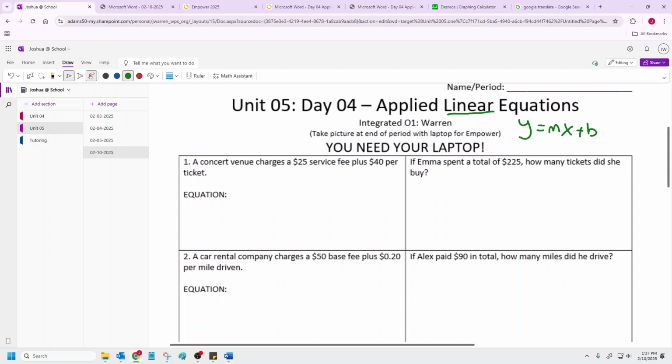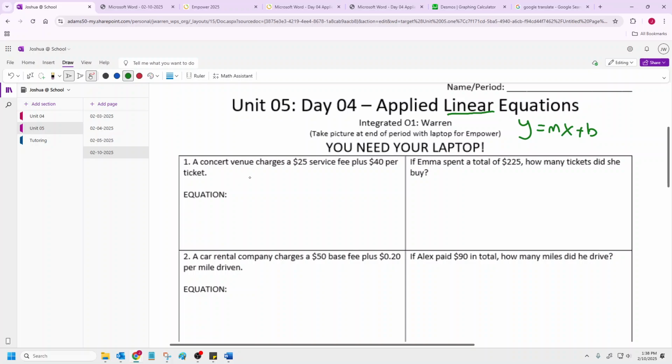So we are going to talk about applied linear equations. What does applied mean? It means applied to the real world. Now, math doesn't really get real till about trigonometry and then calculus, but we can still see shadows of real math. So let's go ahead and talk about number one.